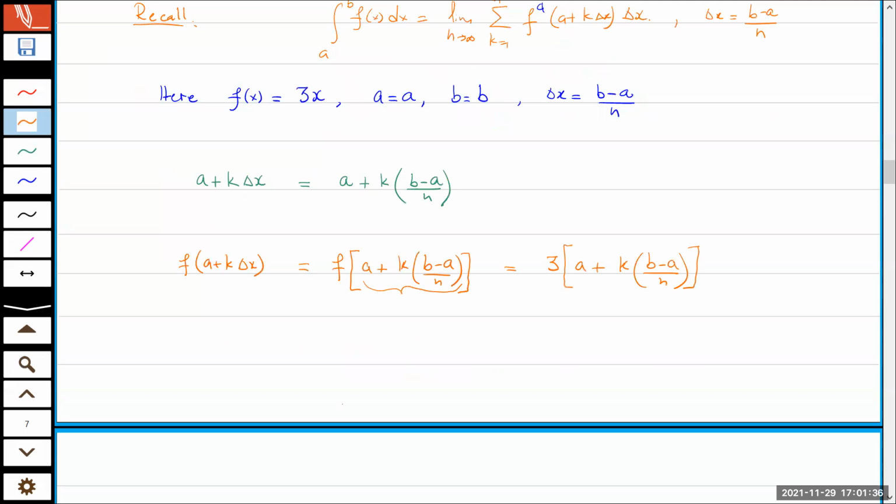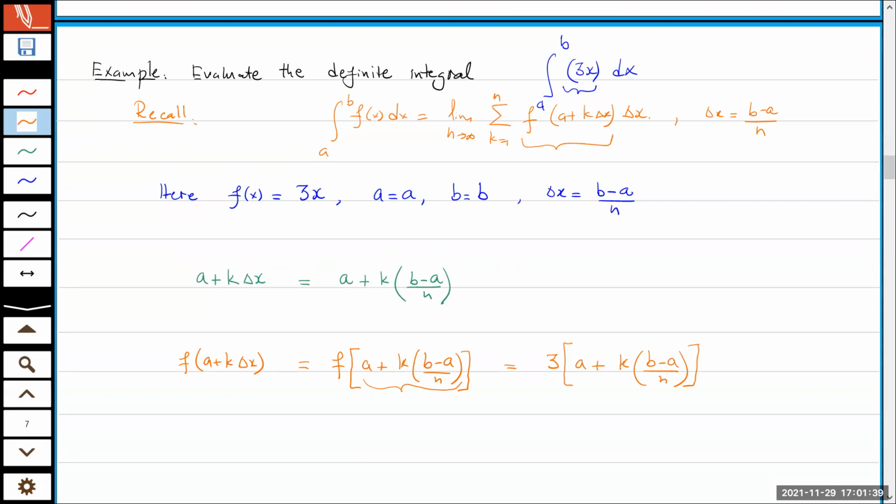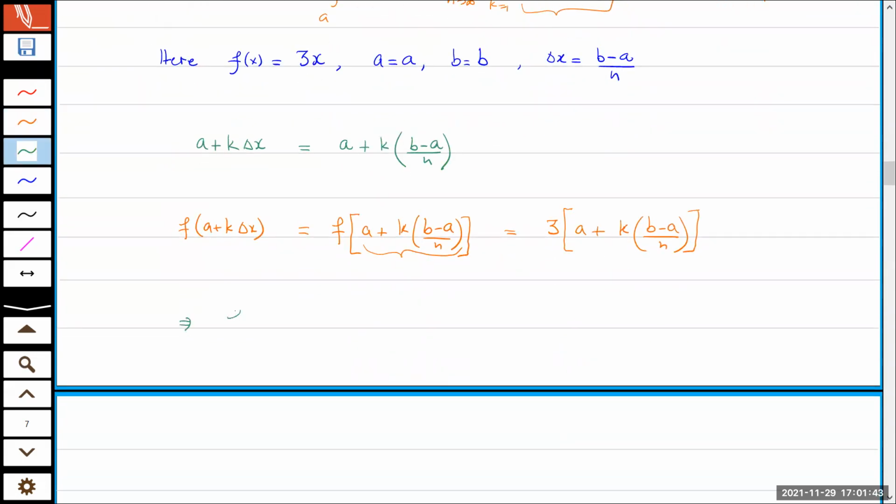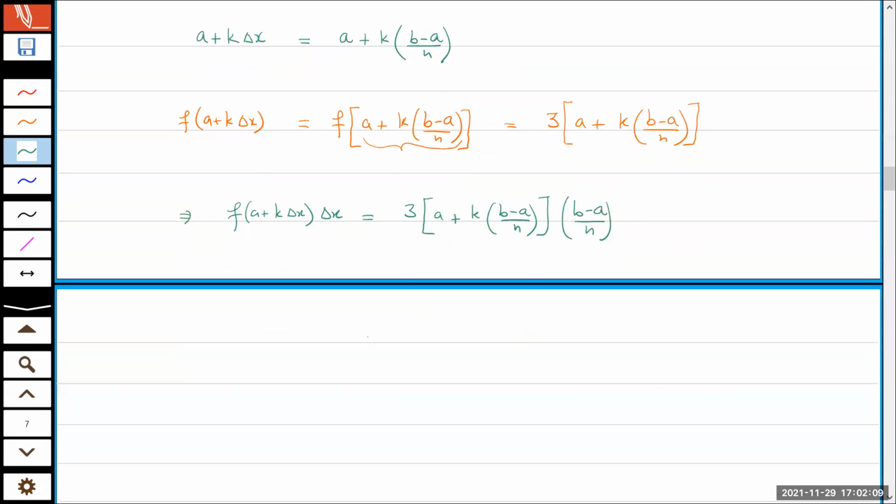Great. We have calculated the function. I have done this part. Now I have to multiply it with delta x. F of a plus k delta x times delta x equals 3 times a plus k b minus a over n, multiplied by b minus a divided by n. Delta x is b minus a over n. Let's do the multiplication here. This equals 3a times b minus a over n, plus 3k times b minus a divided by n, whole squared.